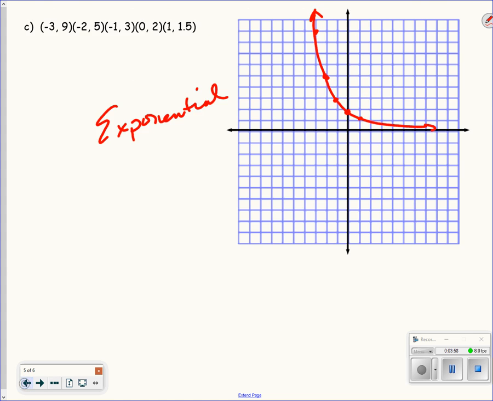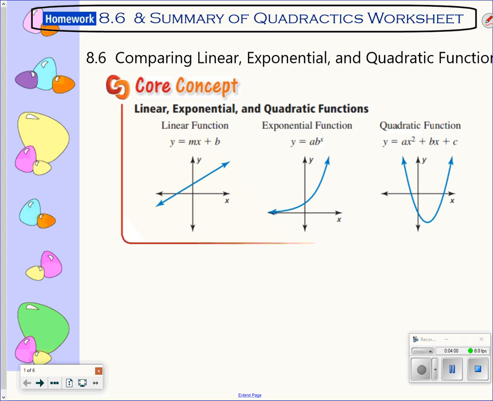So homework assignment tonight is a worksheet. And again, 8.6 is not real complicated. We're doing a lot of review questions on vertex, standard form, and intercept form.